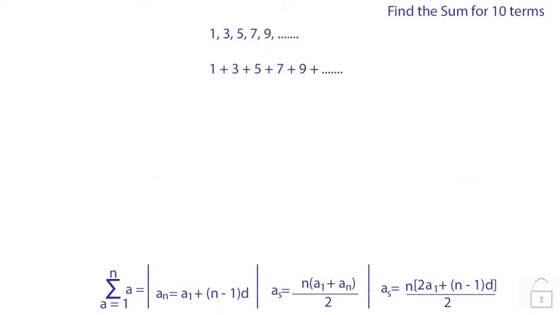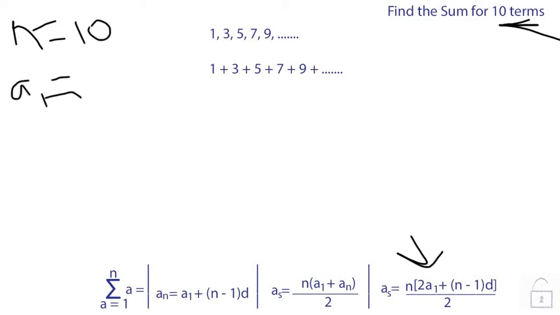Alright, here we go. Second to last problem, we have our sequence of 1, 3, 5, 7, 9, and a series of 1 plus 3 plus 5 plus 7 plus 9. And we need to find the sum for the first 10 terms, so let's use this third one over here, and so let's start labeling. So we need n. N is equal to 10. So write that down right there. Now we need a1. So our first term is equal to 1.